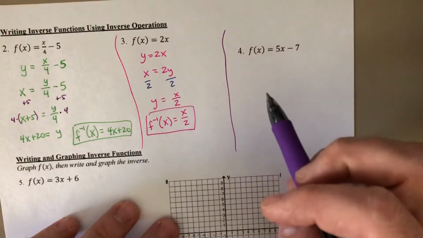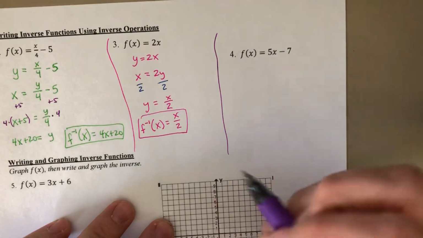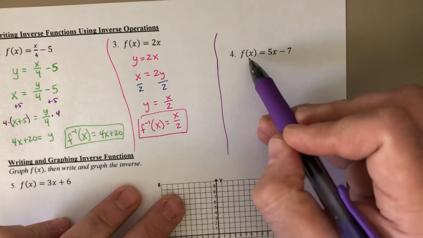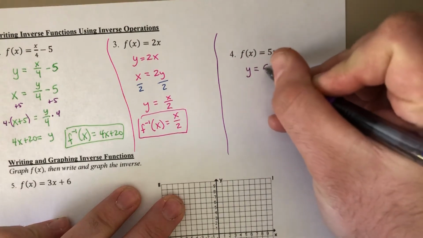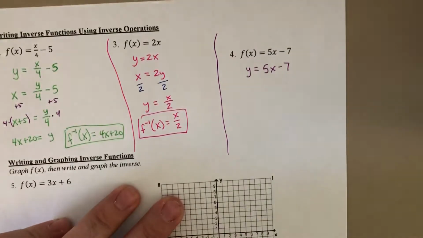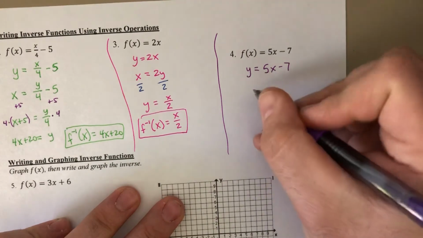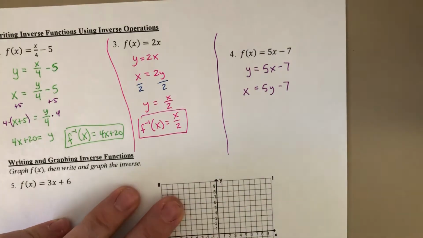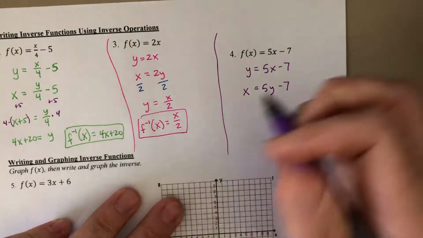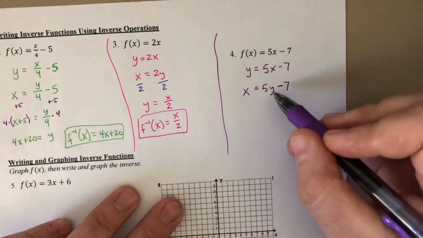We are working on inverse functions, and so we're trying to find the inverse of this function. The process says to take f of x and replace it with y. So y equals 5x minus 7. Second step is to switch places of x and y. So this will be x equals 5y minus 7. And now to find that inverse, solve for y.